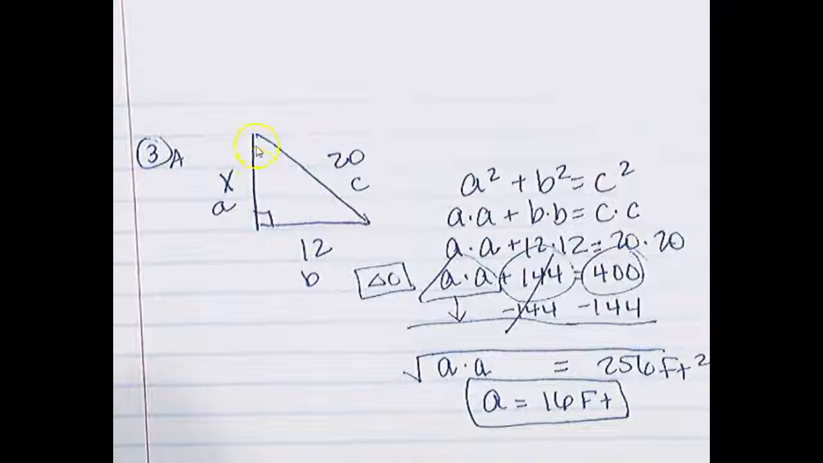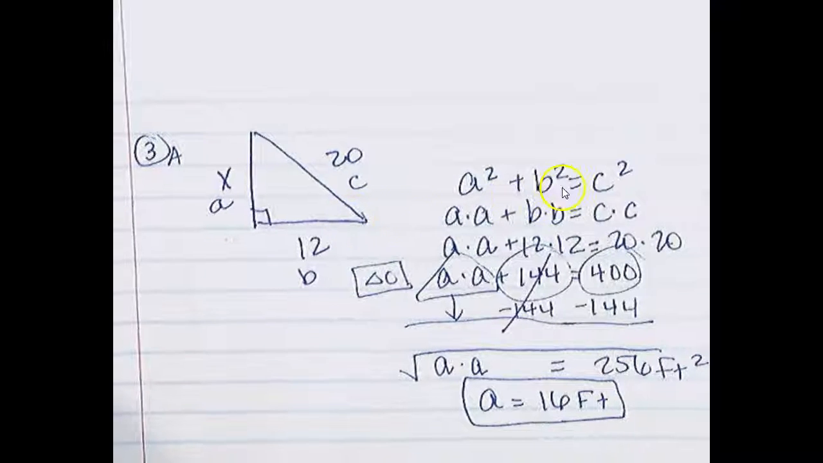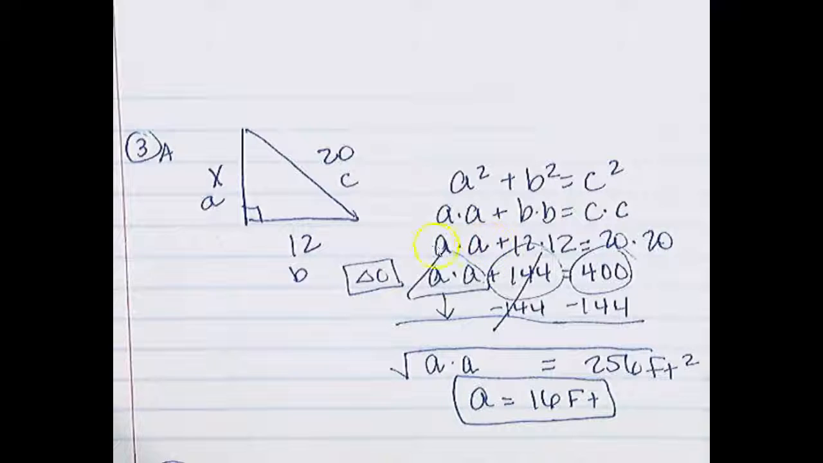Question 3. Question 3 at the top. Question 3, I am missing a leg. I have the base, and I have the hypotenuse. So over here you'll see my formula, expanded. I took 12 and 20 and put them in the right place.